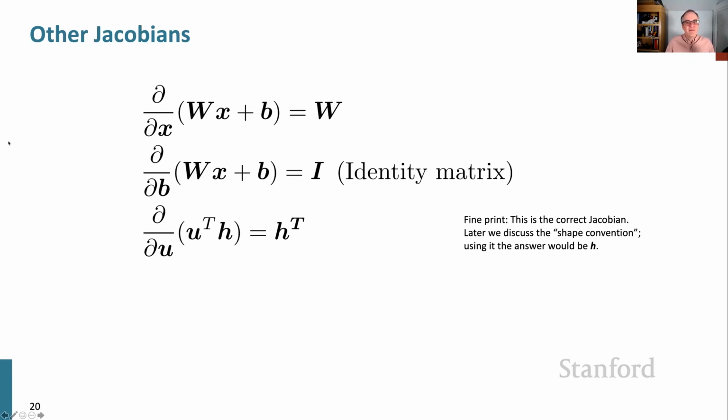And at this point, there's some fine print that I'm going to come back to in a minute. So this is the correct Jacobian, right? Because in this case, we have the dimension of h inputs and we have one output. And so we want to have a row vector. But there's a little bit more to say on that that I'll come back to in about 20 slides. But this is the correct Jacobian.